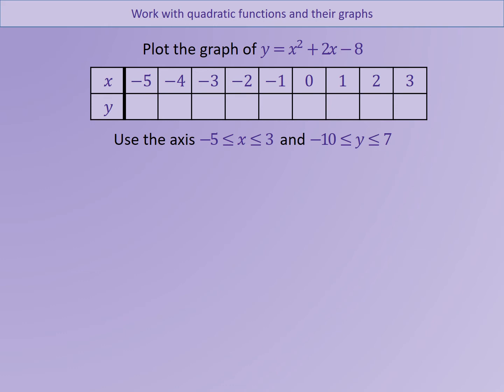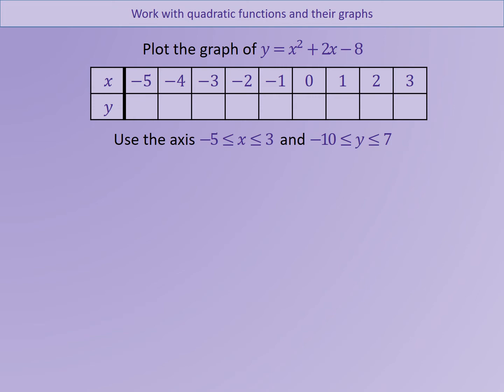Hello everyone and welcome to this presentation, which is all to do with quadratic functions and their graphs. We're going to learn about completing the square and how that links with the graph. We're going to look at factorising and how that links with the graph, and we're also going to look at some other aspects as well.